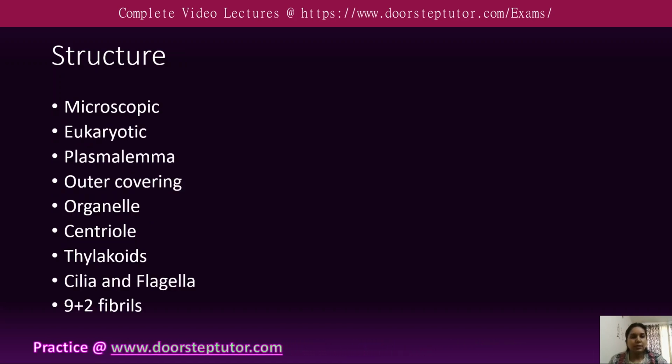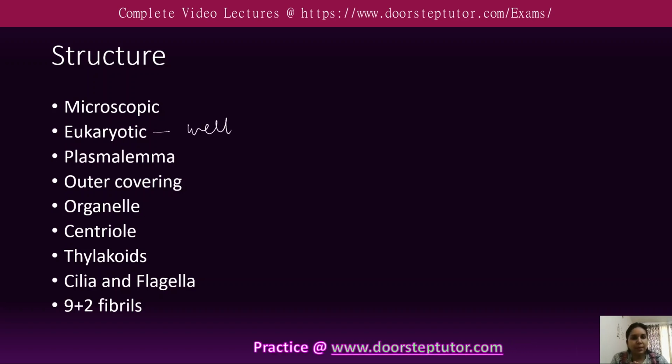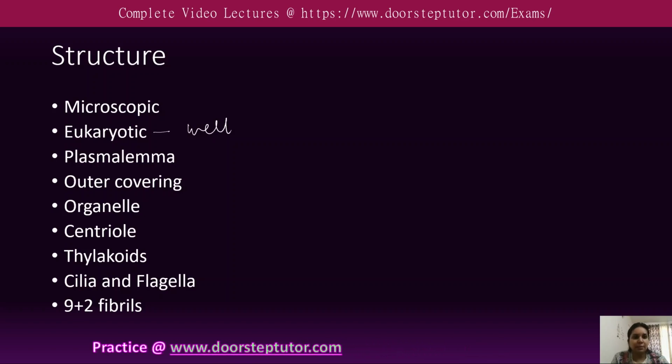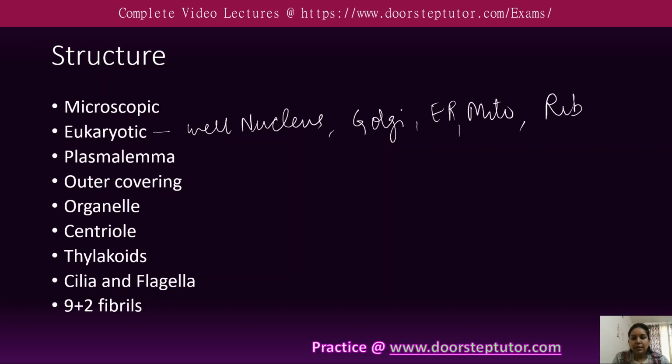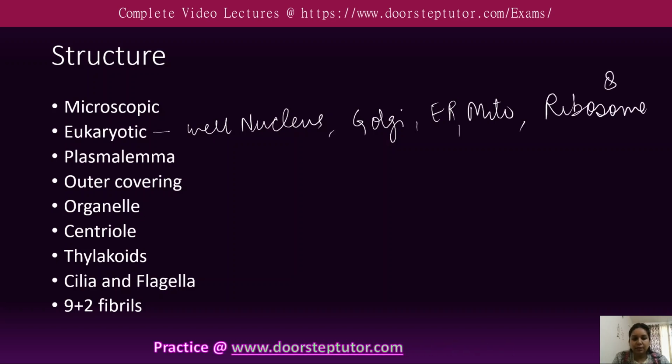So what is the structure of these Protista? The structure of the Protista is microscopic, meaning they are not visible with the naked eye. They have to be observed under the microscope for proper detail of the structure. They are eukaryotic organisms, meaning they have a well defined nucleus, and the nuclear membrane is well stable. The nucleus is there, and all the membrane bound organelles are present, for example the Golgi bodies, the endoplasmic reticulum, the mitochondria, and also the ribosomes.